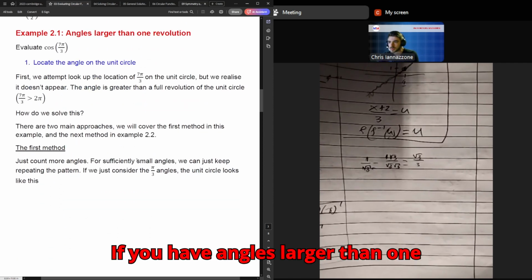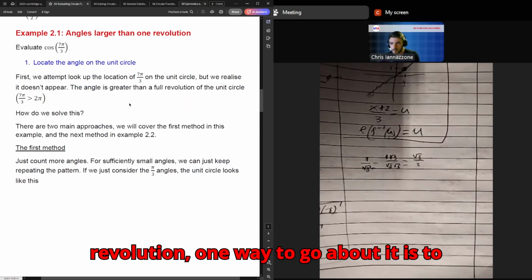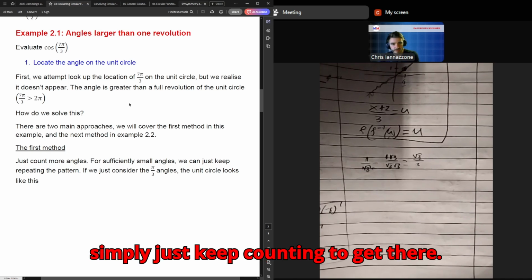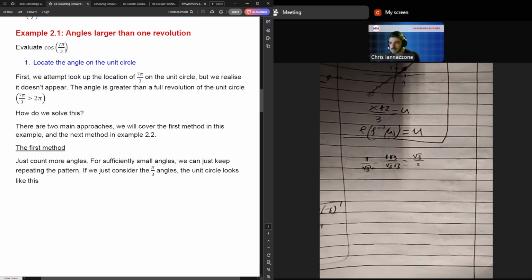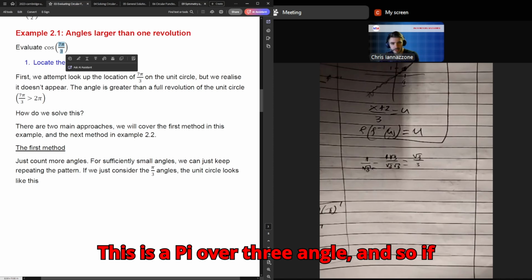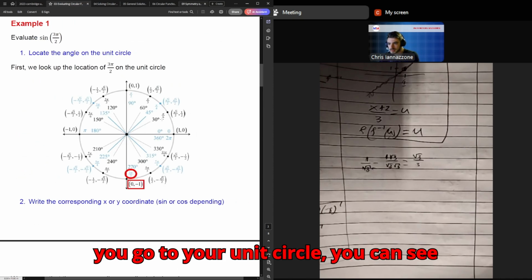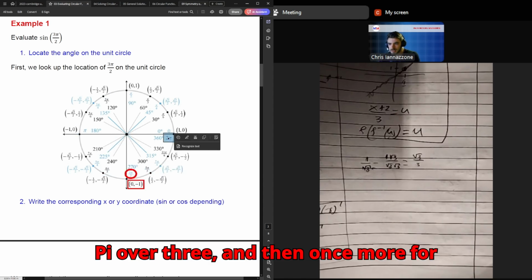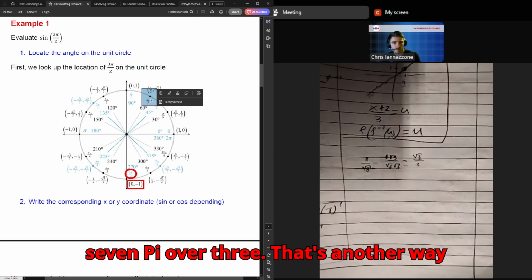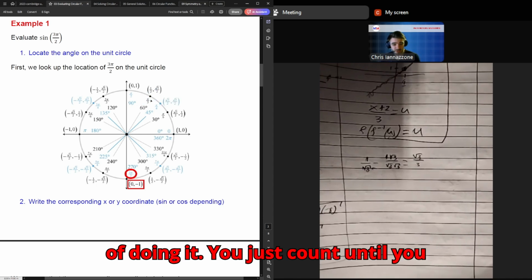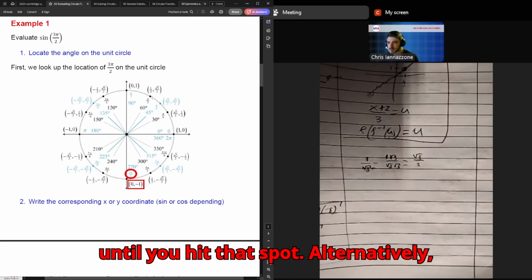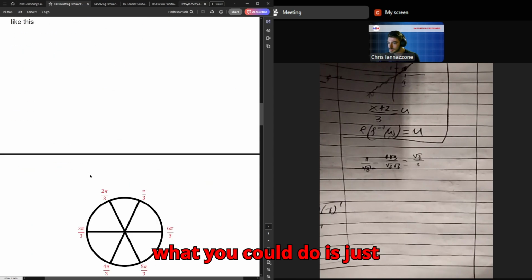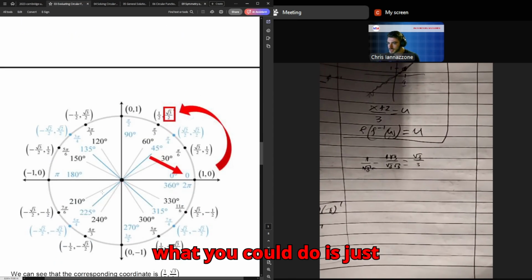If you have angles larger than 1 revolution, one way to go about it is to simply keep counting to get there. This is a pi over 3 angle, and so if you go to your unit circle, you can see pi over 3, 2, 3, 4, 5, 6 pi over 3, and then once more for 7 pi over 3. That's another way of doing it. You just count until you hit that spot.